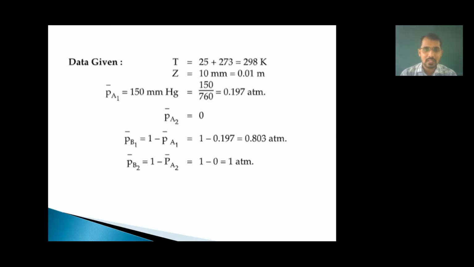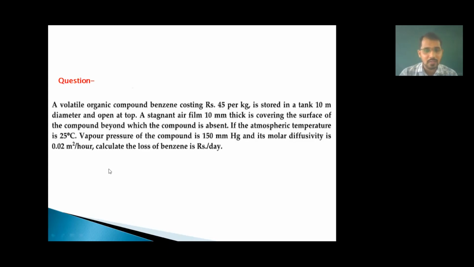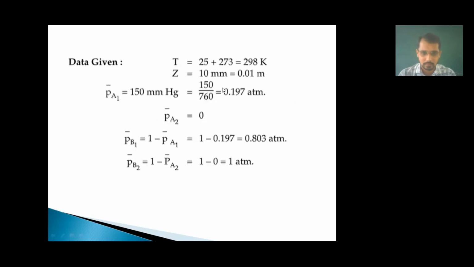The temperature of the system is given at 25 degrees Celsius. We have to convert into Kelvin, so 25 plus 273 gives 298 Kelvin. Z, the film thickness, is 10 mm, that is also 0.01 meter. You have to convert into meter because the standard value of diffusivity is given in meter square per hour.